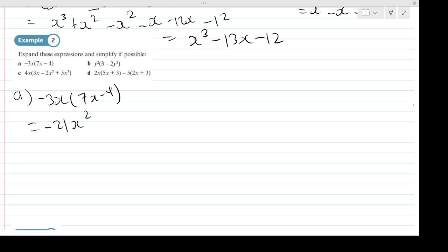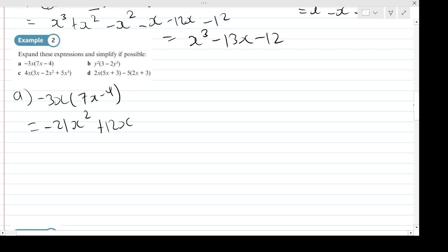Okay, so think about that. Minus 3x times 7x. You times the numbers together, the constants. So minus 3 times 7 is minus 21. Then x times x is x squared. Okay. Then with the other term, the minus 4, minus 3x times minus 4 will be positive 12x.